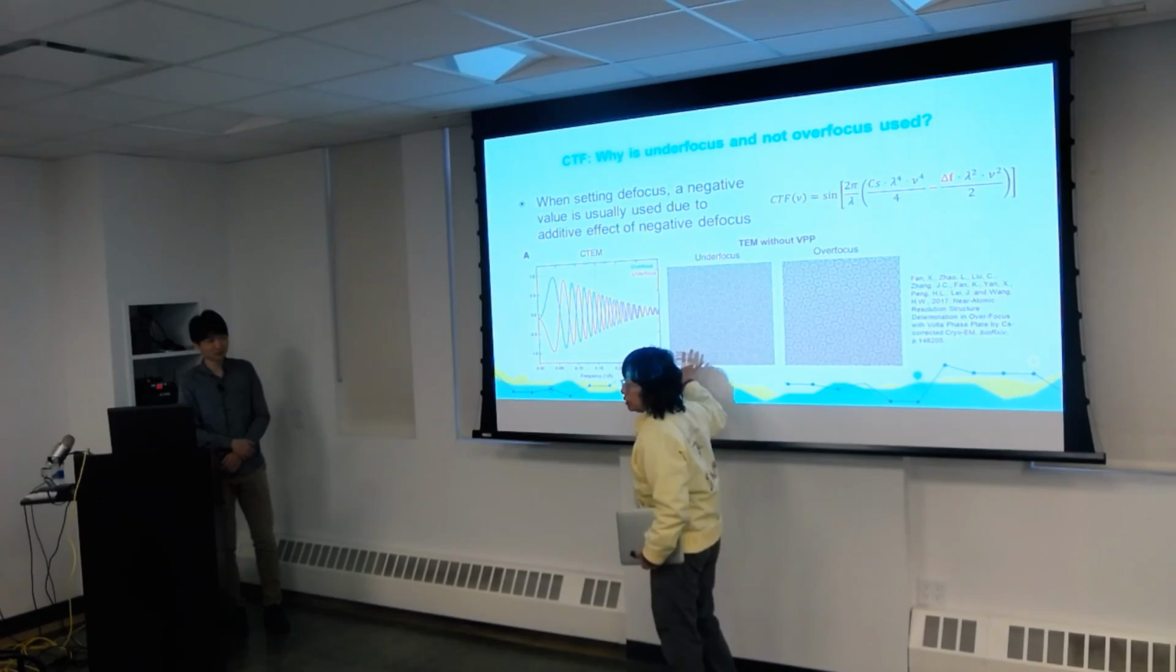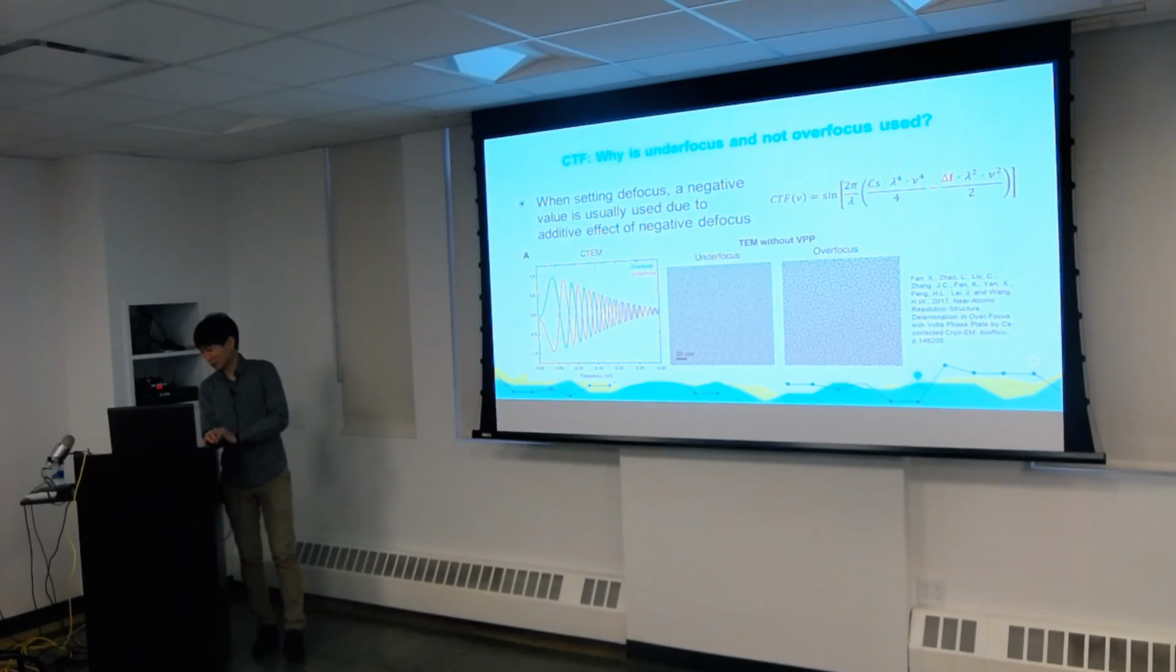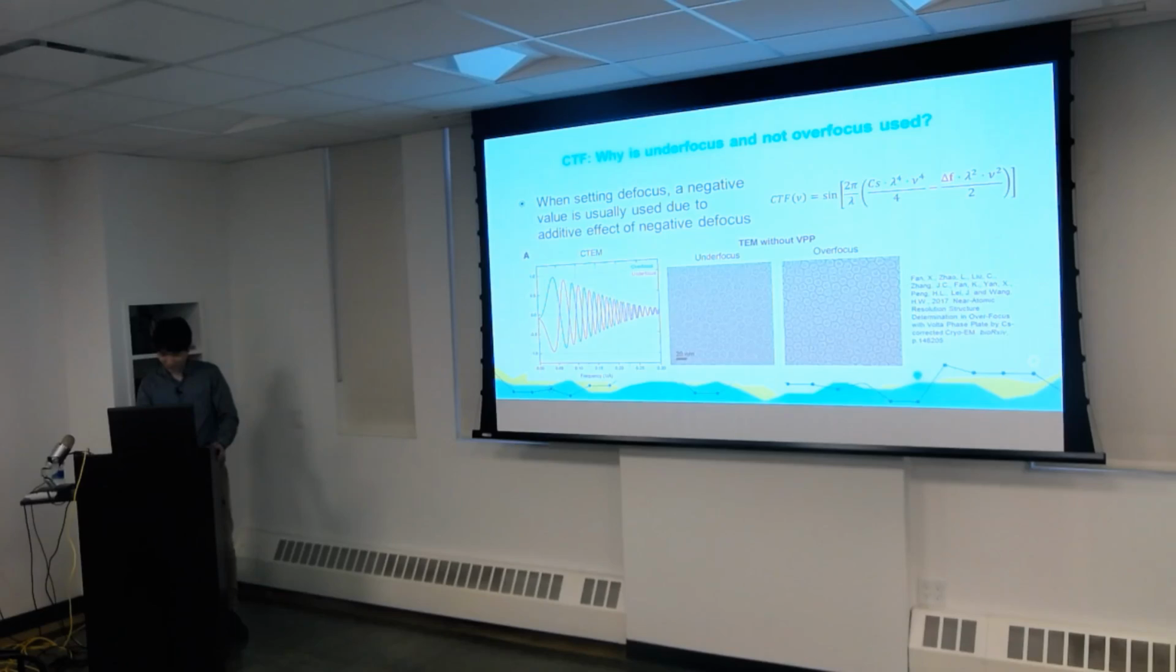For me, initially, I thought the reason you had to do a negative defocus was because the white color looks a bit weird. That was the first reason I thought. But actually, there is a better mathematical reason behind it. So under focus is used because it gives slightly more contrast based on the CTF equation.